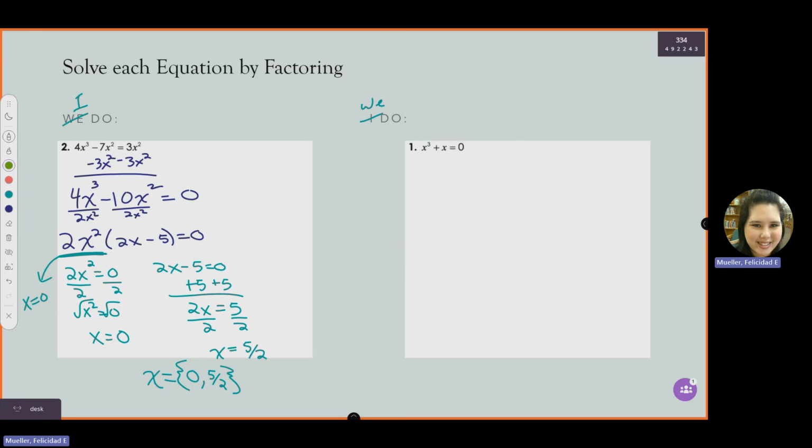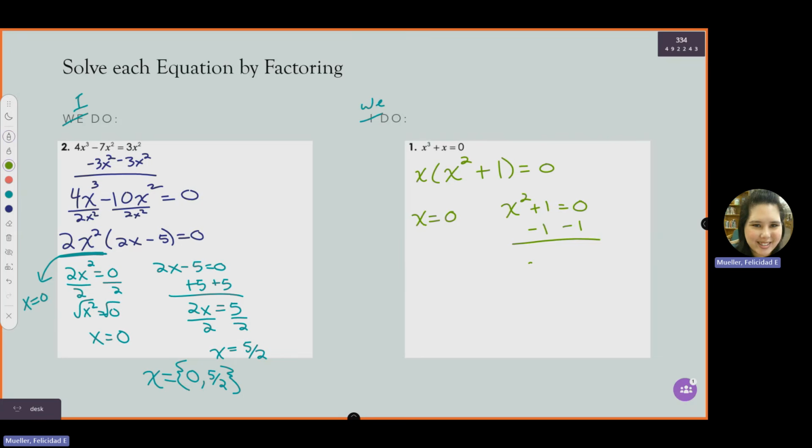Taking a look at number 1, it's already set up for us in GCF, so we would take a look and see what both terms have in common. They both have x in common. So when we factor that out, we're left with x squared plus 1 equals 0. So we're going to set each factor equal to 0. The first one's done for us. Second one, we're going to subtract 1.